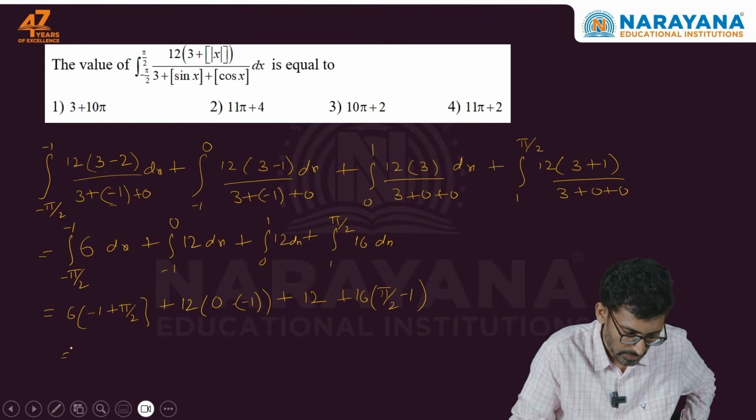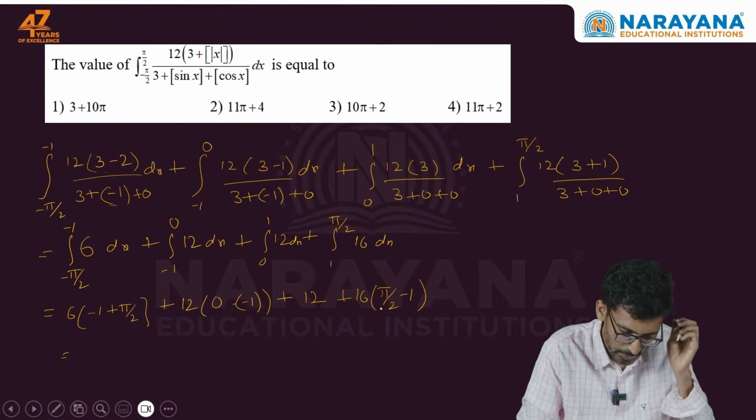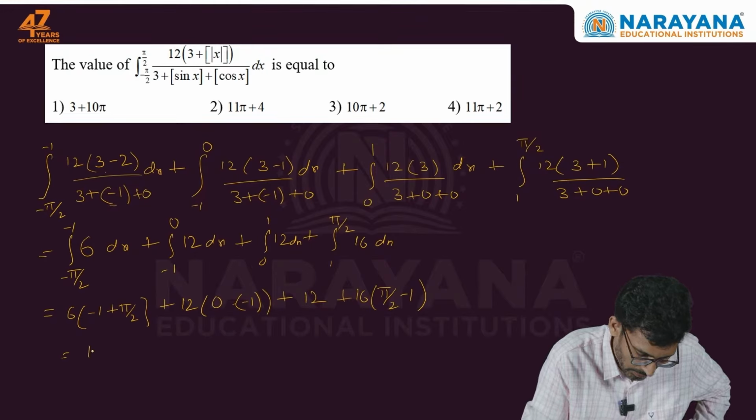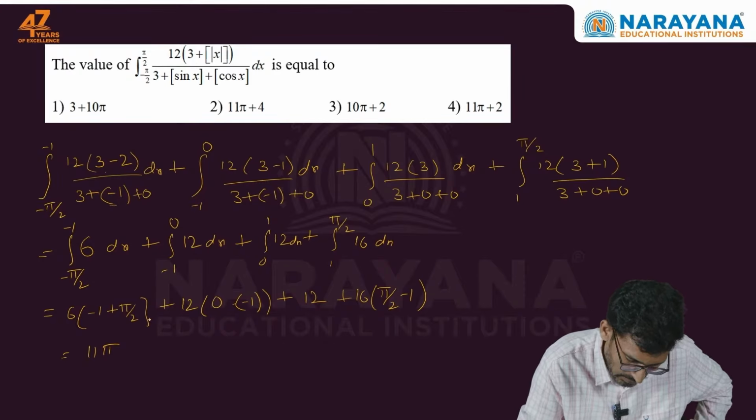So we are getting 16 into pi by 2 plus 6 pi by 2. So 22 pi by 2 means we are getting 11 pi. Next one, here we are getting minus 6 plus minus 6 minus 12.